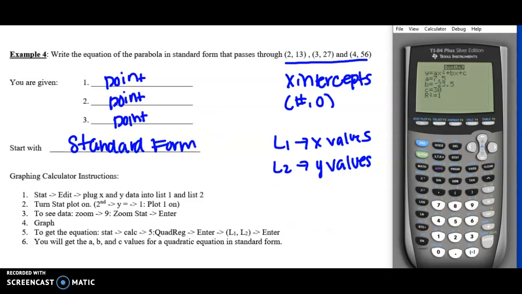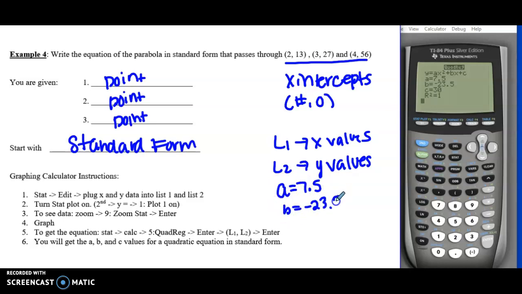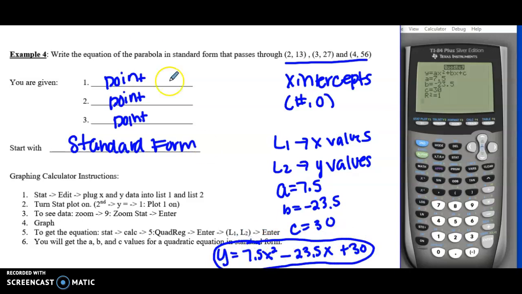So notice here how it gives you your A, B, and C values. A is 7.5, B is negative 23.5, and C is 30. So remember, in standard form, we have A, B, and C. In this case, my standard form is going to be y equals 7.5x squared, because A is always your number in front of x squared. Your B value is negative 23.5, so minus 23.5x, and then your C value is always just your number, so plus 30. So this one's actually the easiest because your calculator does all the work for you.